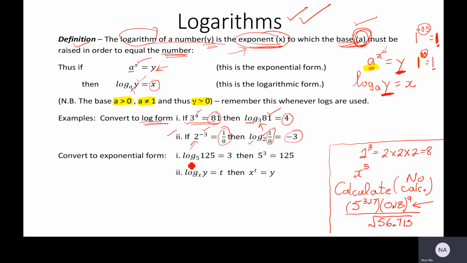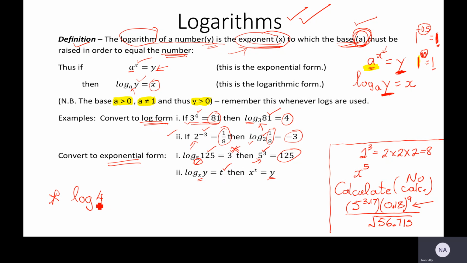If you have to convert to exponential form, we have log 125 to the base 5, that's equal to 3. So what's the base? The base is 5, there's the base. This is the index 3, equal to the number 125. Convert log y to the base x equal to t to exponential form: x to the index t is equal to y. And with that in mind, we can actually write down answers such as this.